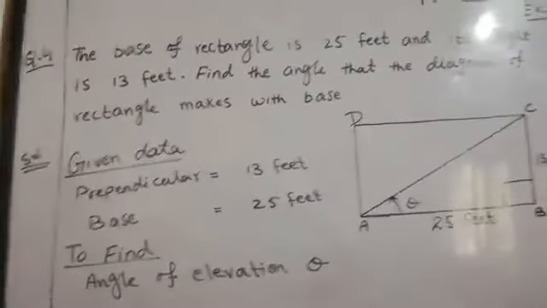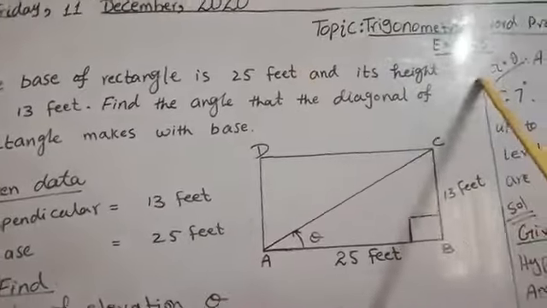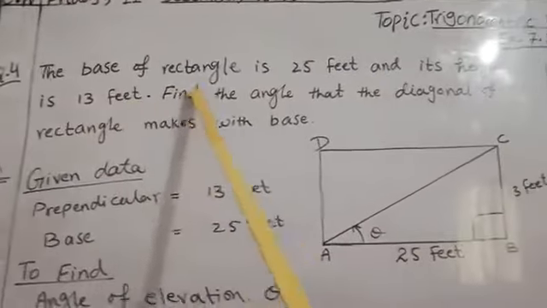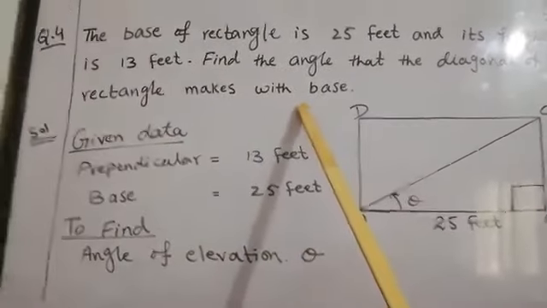Now move to question number 4. The base of the rectangle is 25 feet and its height is 13 feet. Find the angle that the diagonal of the rectangle makes with the base.